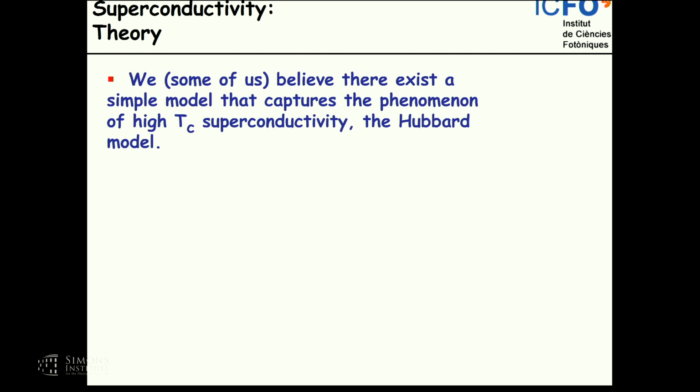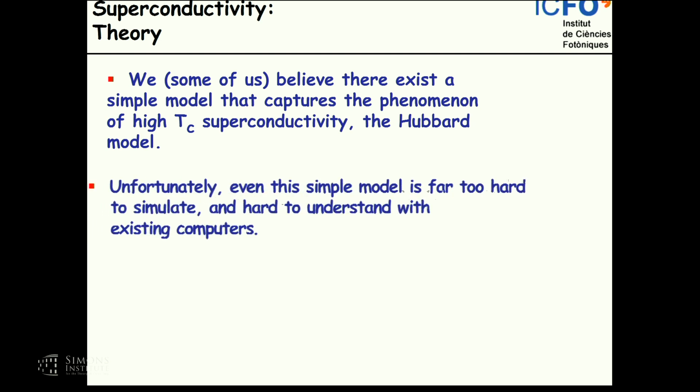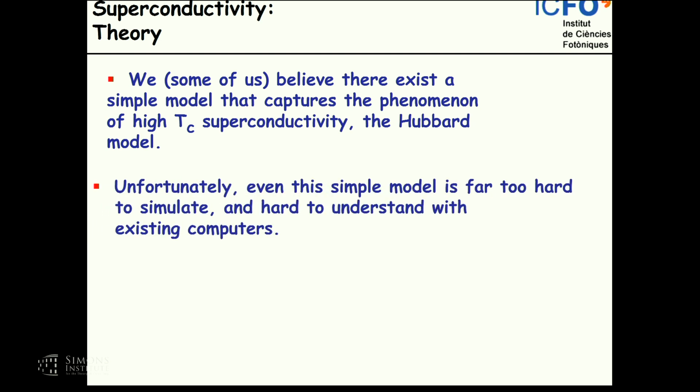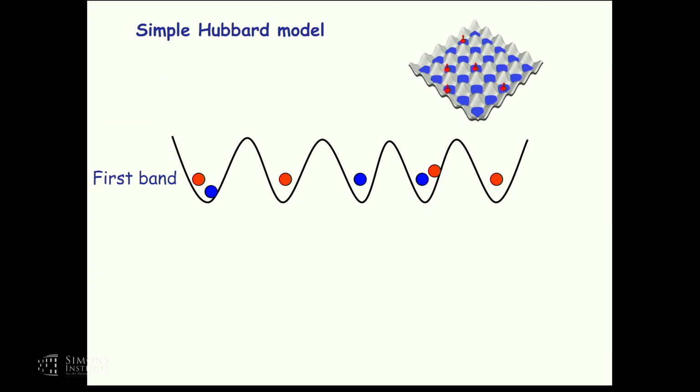So some theoreticians working in physics believe that there exists a simple model that captures the phenomenon of high-Tc superconductivity. It's the Hubbard model, mentioned many times here. Unfortunately, even this simple model is far too hard to simulate with existing classical computers. So why not try to mimic it with atoms? So the simple Hubbard model, you can think about it, it's actually a layer of these kind of boxes for eggs. The electrons are like eggs in this box, and they jump from one place to another, and there can be two of them in one place. They interact one with another.